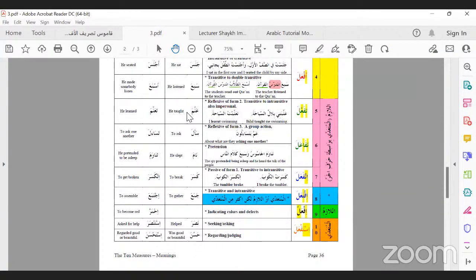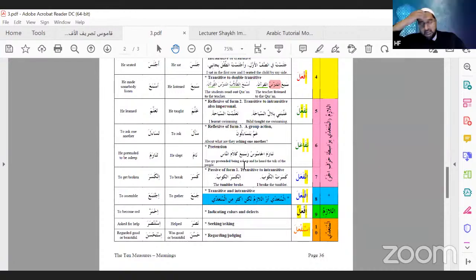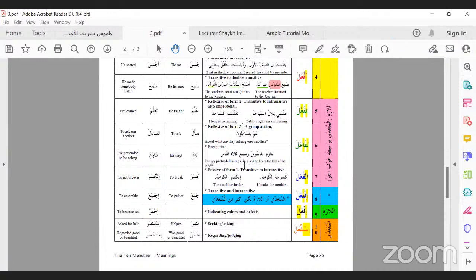What is the meaning of adda? Yes, adda comes from the root alif dal ya. Adda yu'addi means to perform, and it can mean to perform rituals. Because of the text we were reading, it means to perform your rituals of Umrah, sorry, not Hajj, Umrah.